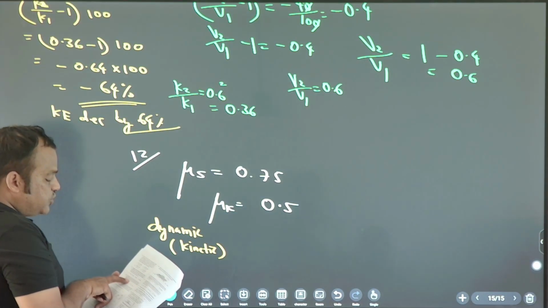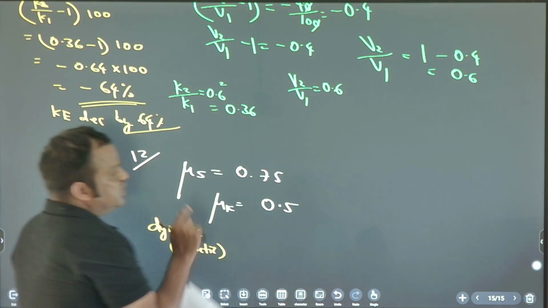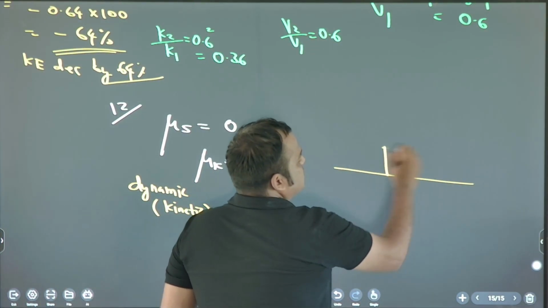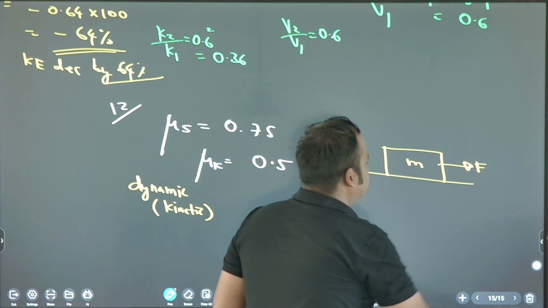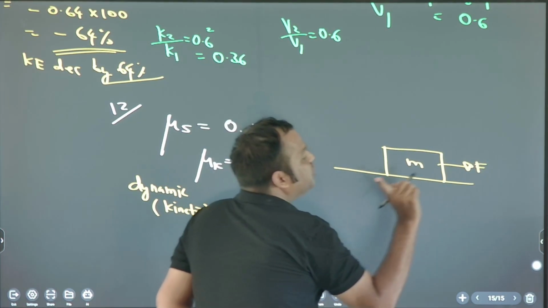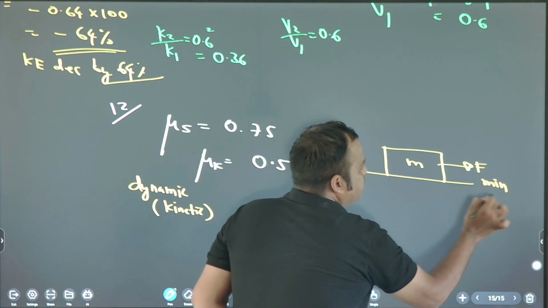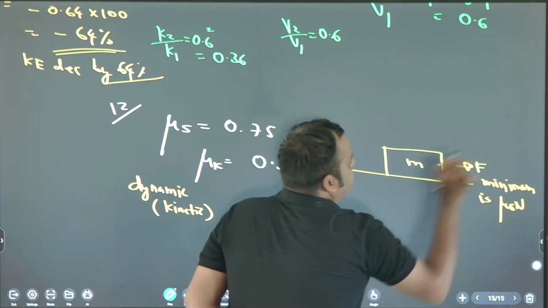Force is applied to the body to make it just slide. So just slide means how much force? Suppose this is a block. You are exerting force. So just slide, how much minimum is needed? Mu Sn. Minimum is mu Sn. Very good.